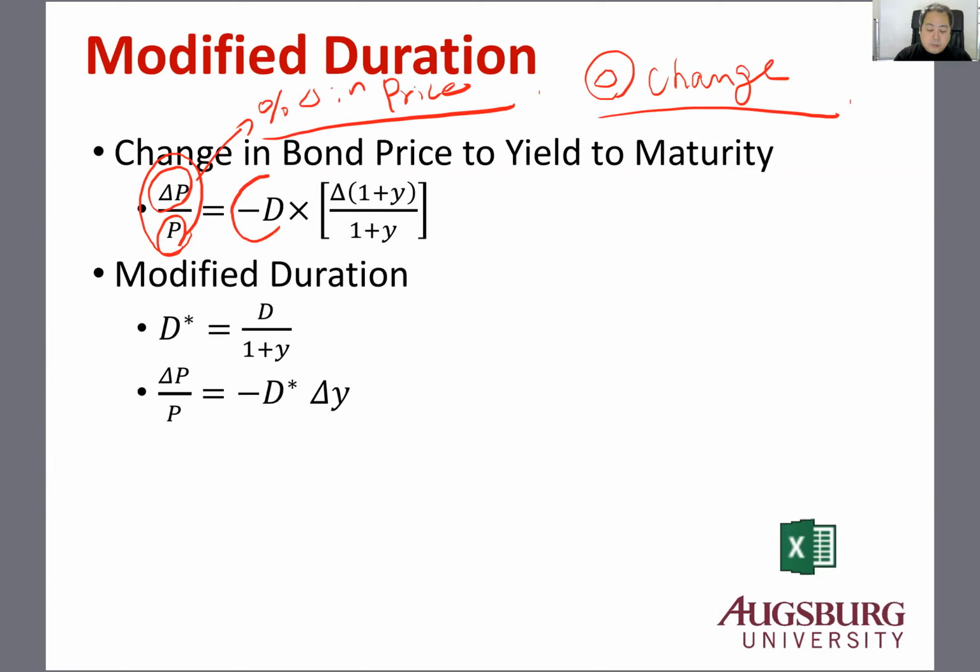It equals negative duration times delta (1 plus y), where y is again the yield, divided by (1 plus y). So this is actually the percentage change in 1 plus the interest rate. At least we can see that interest rate changes are inversely related to price changes, right? And if duration is high, then the price is more sensitive. That's what it means.